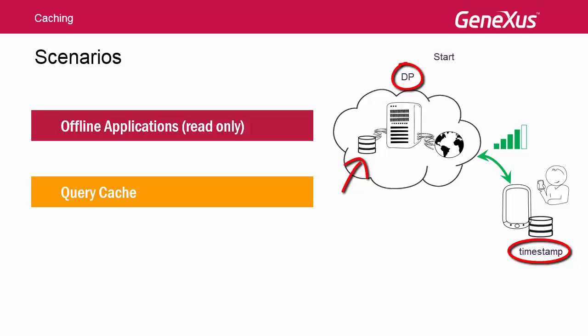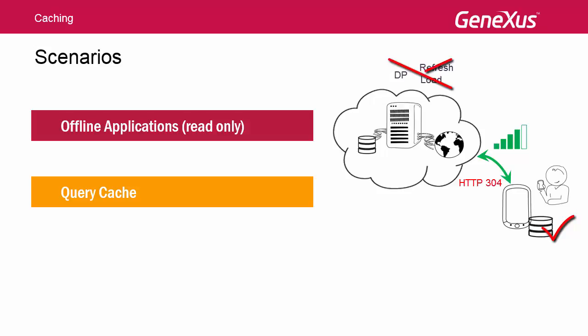Together with the server events, start if it's the first time, refresh, load, and send the data, or send an answer to the client, HTTP 304, that will notify it that the cache data is the most recent. So it must use these ones. Note that in this case, the refresh and load events will not be triggered.